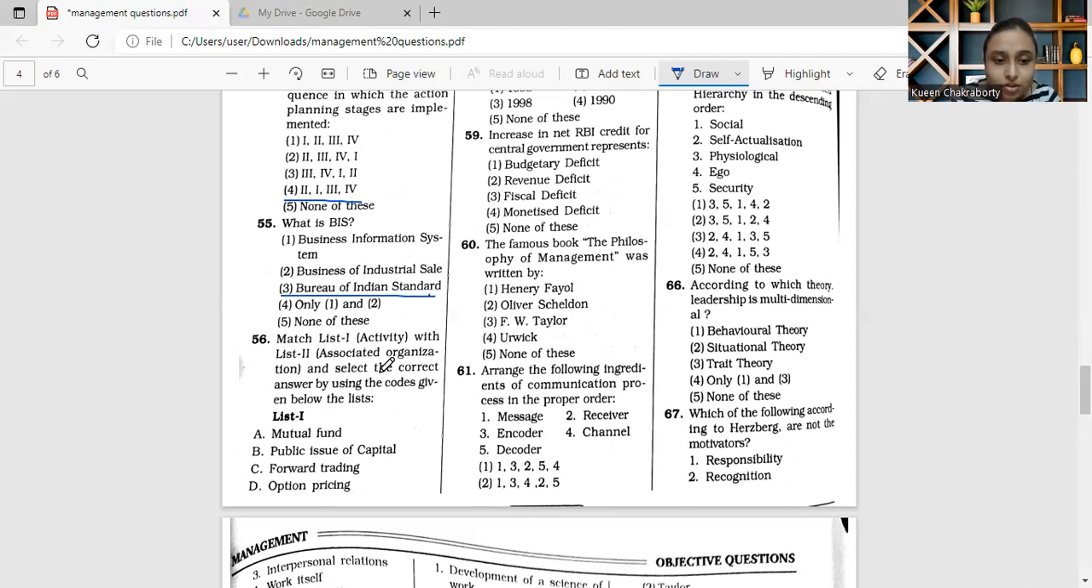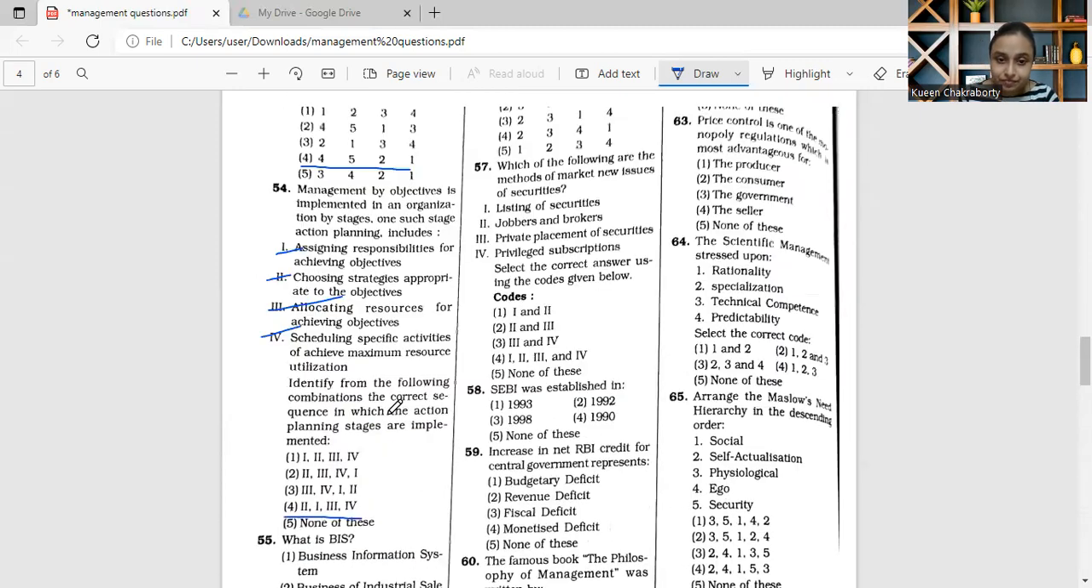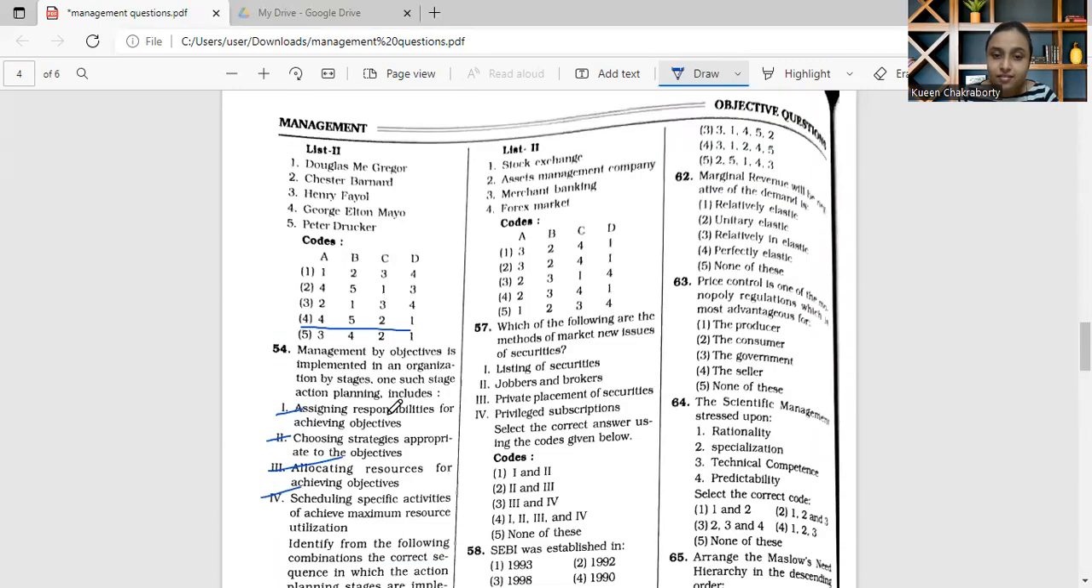Next, moving on to question number 56. Again, this is a match the following. We match list 1, the activity, with list 2, the associated organization, and select the correct answer using the codes given below the list. In list 1, we have mutual fund, public issue of capital, forward option, and option pricing. In list 2, we have the stock exchange, asset management company, merchant banking, and forex marketing.